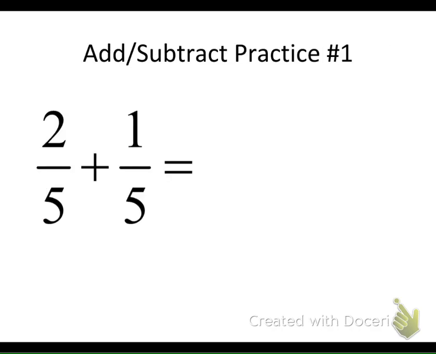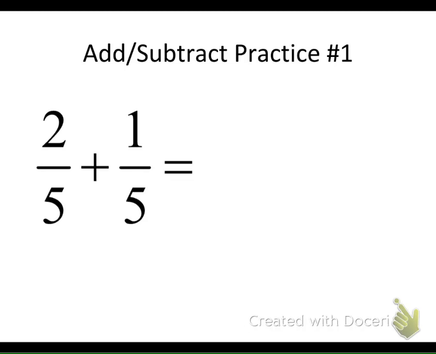Example number 1. Go ahead and write this down next to example number 1 under add, subtract, practice. You have 2/5 plus 1/5. The first thing you're going to check is to see if they have a common denominator. When I say denominator, I'm talking about that bottom number in a fraction. So, do they have a common denominator? Are their bottom numbers the same? Yes. So there's step 1. It's done for us. Move to step 2.